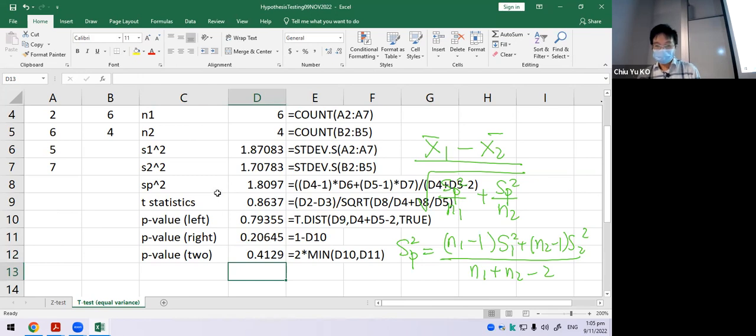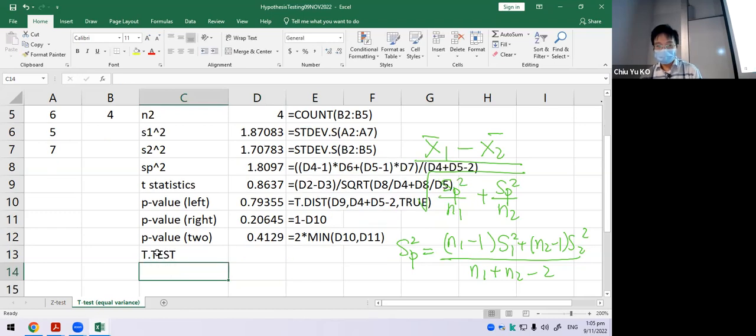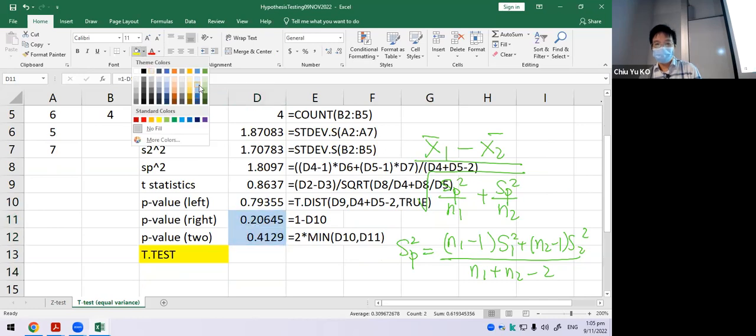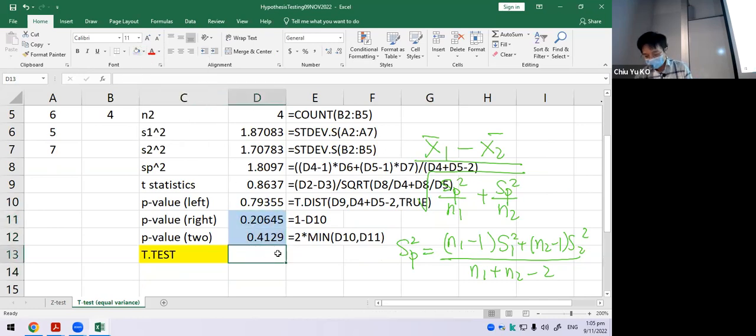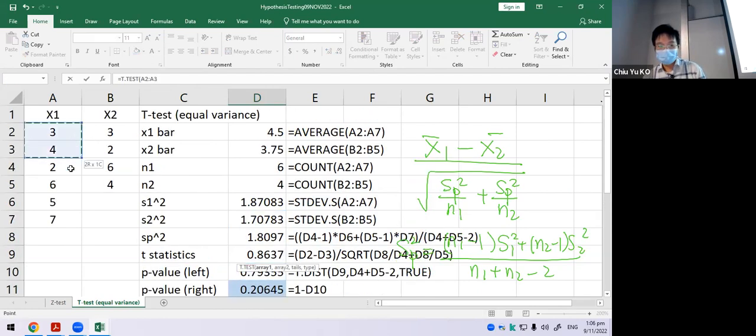And these are the p-values. Here I want to use T.TEST. This is a function that is convenient to do all this quickly. It will give you these two values, so that you can actually match them. So that's called T.TEST. You input this number, and these are the entries. You input these entries.